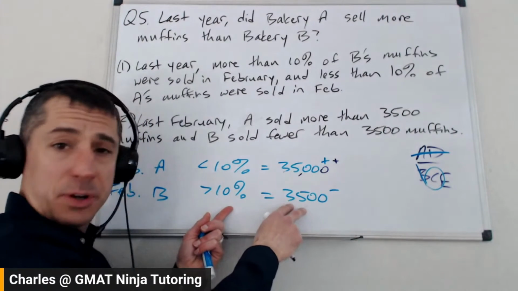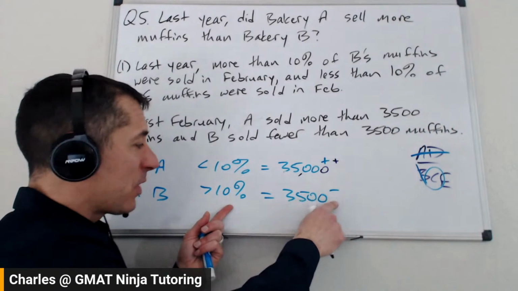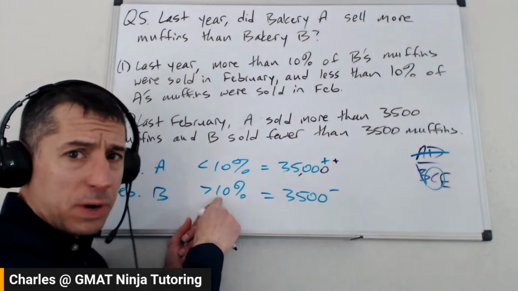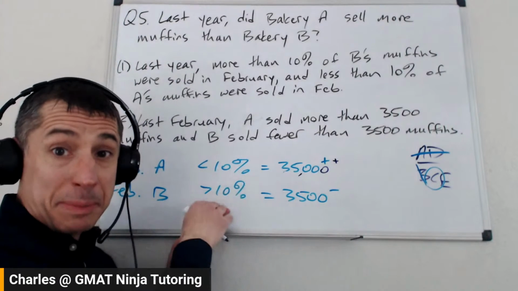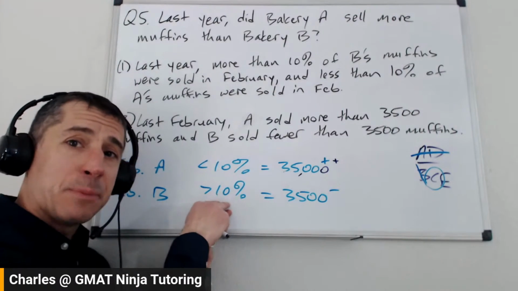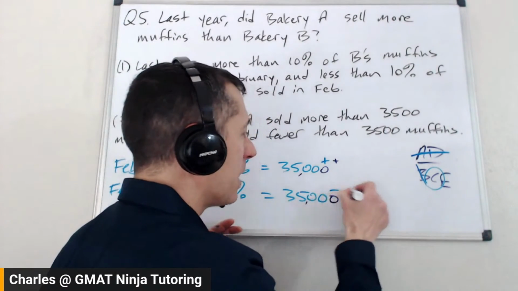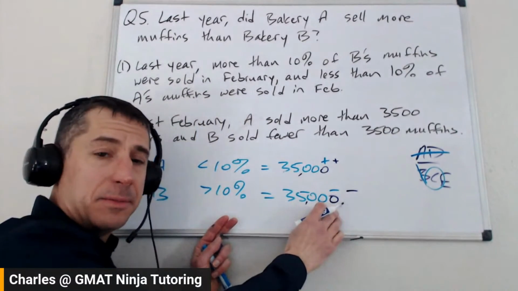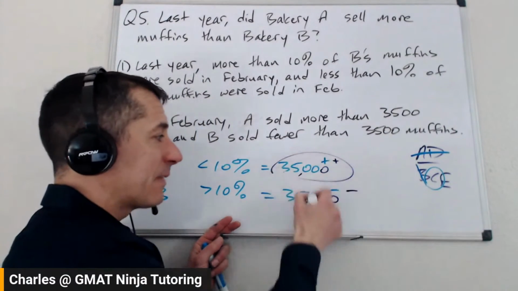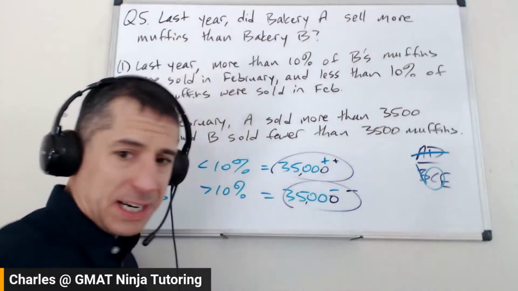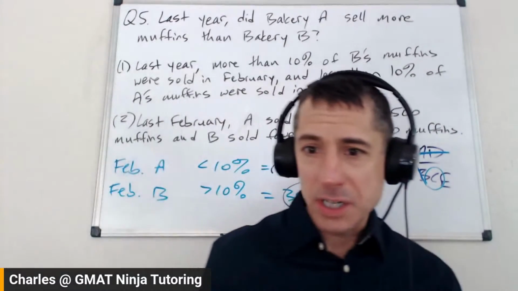Similar process for bakery B, less than 3,500, but we're not going to multiply by 10, or we're going to have to multiply by less than 10 because that was more than 10% of their annual sales. So yeah, you could tack that 0 on, but it's got to be less than that. So there you go. A is definitely bigger than B. Answer here is C, and you are done.